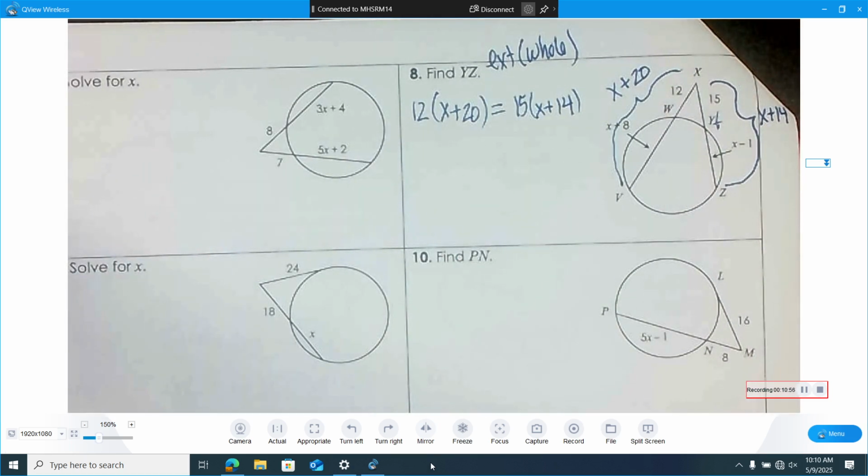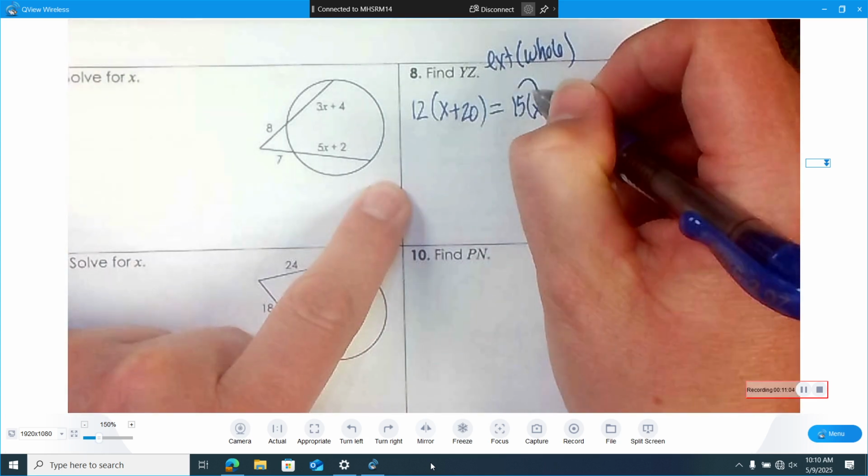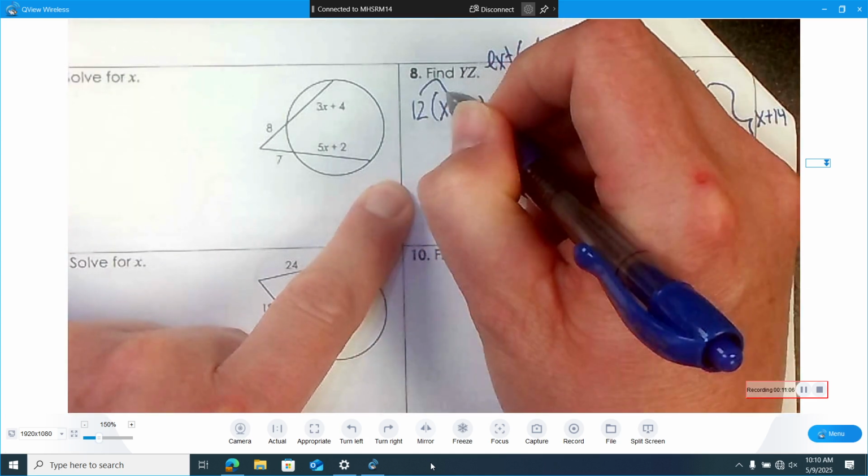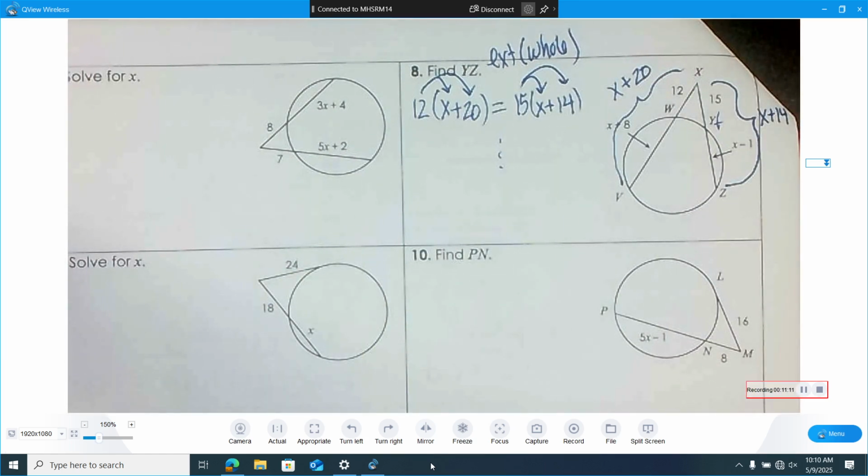Okay, are you good? Do you have any questions? No. All right. Do I need to do this one? What is your next step? Distribute. Distribute? Okay, great. So we can distribute. All right, good. We don't need to do that. Again, setup is most important here.